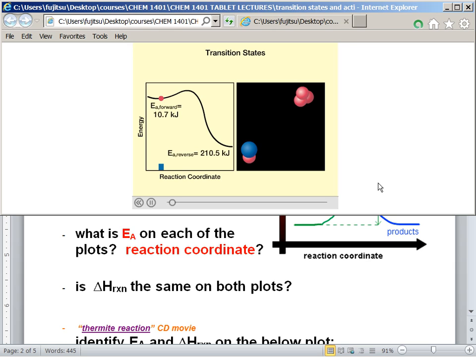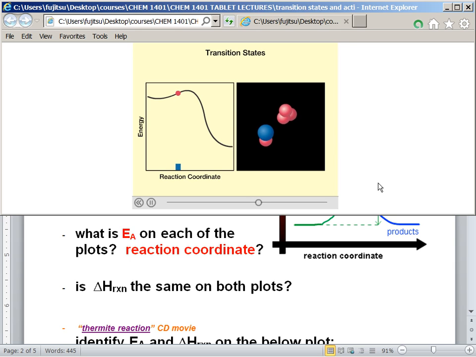Let's analyze the changes that occur in energy and atomic arrangement as the reaction between nitric oxide and ozone occurs. Initially, the nitric oxide and ozone molecules are separated and are not reacting. The forward reaction proceeding from reactants to products is exothermic by 199.8 kilojoules per mole. Let's see how the energy changes and the molecular changes correspond.